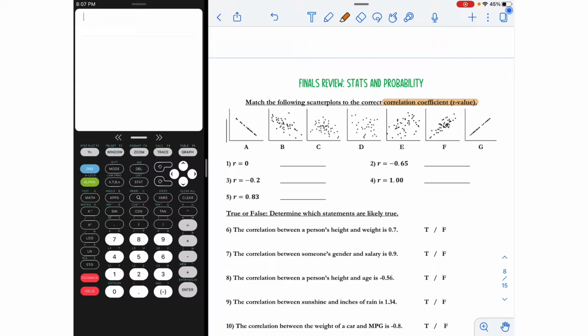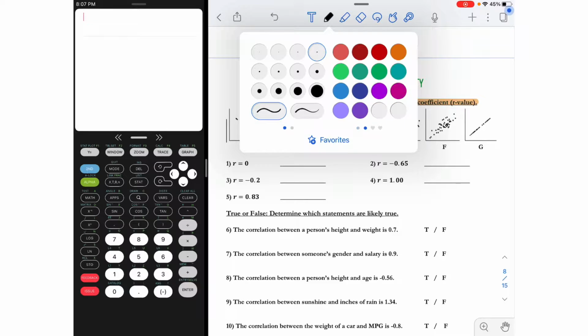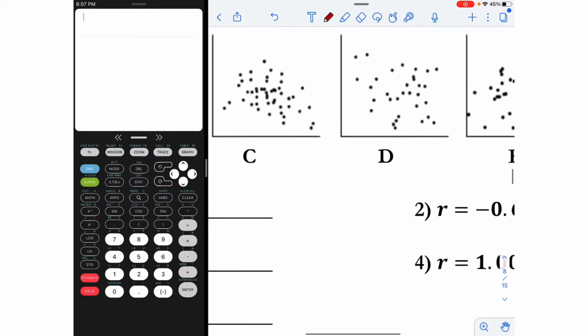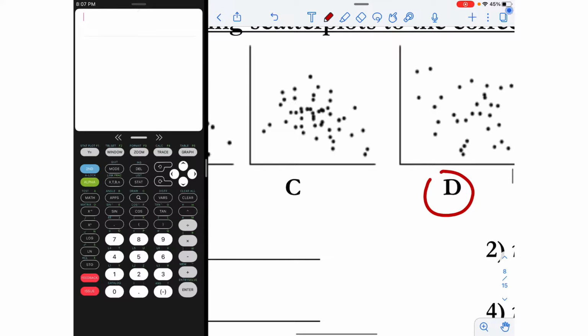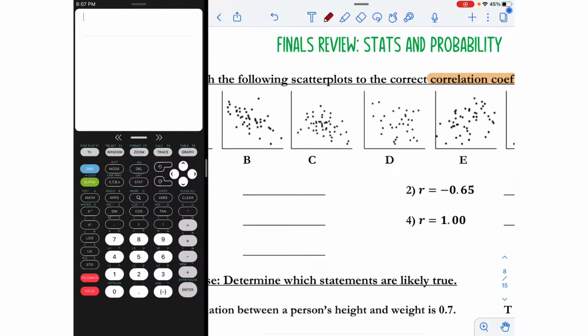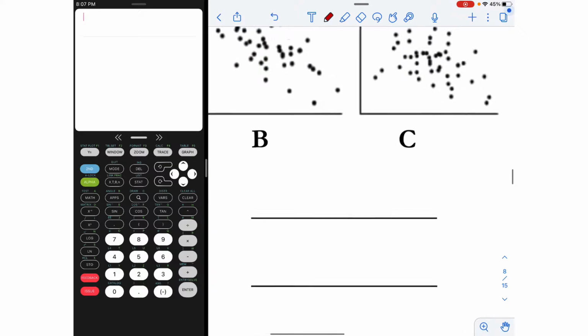Okay, so starting with R equals 0. Which one of these does it look like there's literally no correlation? We're not increasing a little bit or decreasing a little bit. And I would say that that's probably D. Because with C, it does look like that data is kind of going down. So I would say D is no correlation.